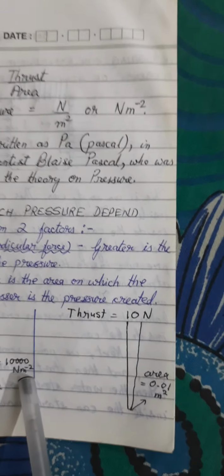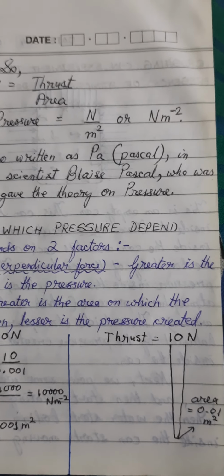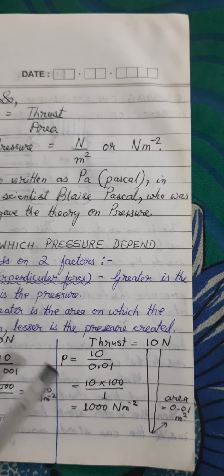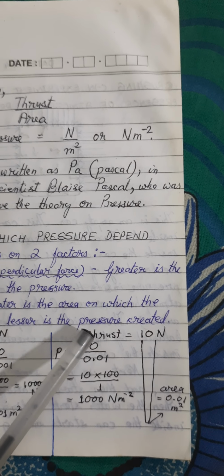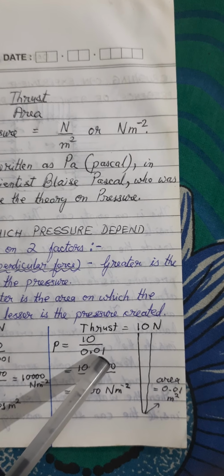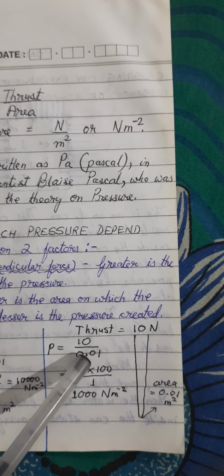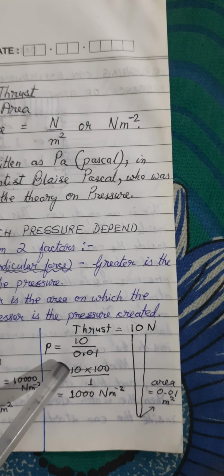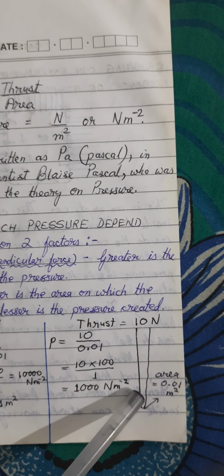Now let us see how much pressure is developed for this other pin. Here is the calculation I have given. Pressure equals thrust by area, 10 by 0.01. 0.01 is the area. To remove this decimal, on top you have to give 100, so down 1 remains. So 10 into 100 is 1000 Newton per meter square.